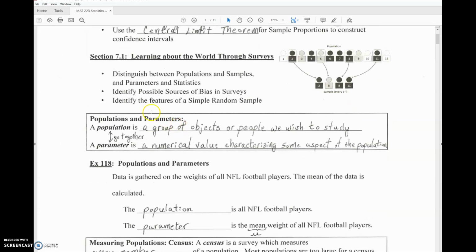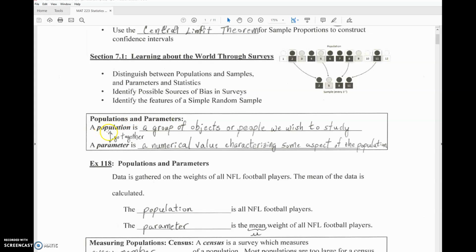Okay, so here in section 7.1, we're learning about the world through surveys. We want to distinguish between populations and samples, and then parameters and statistics. Always remember that populations have parameters, samples have statistics. So we're going to identify possible sources of bias in our surveys, and we're going to identify the features of a simple random sample.